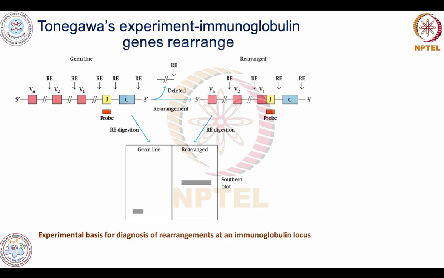So there are germline genes where you can see VN, V2, V1, J, C and so on, and there are different sites of restriction enzyme digestion. So how does this rearrangement happen? You can see some portions get deleted and rearranged to form this kind of structure, where VN means any number of V. So V2, V1, and then V1 gets linked with J, and like that.